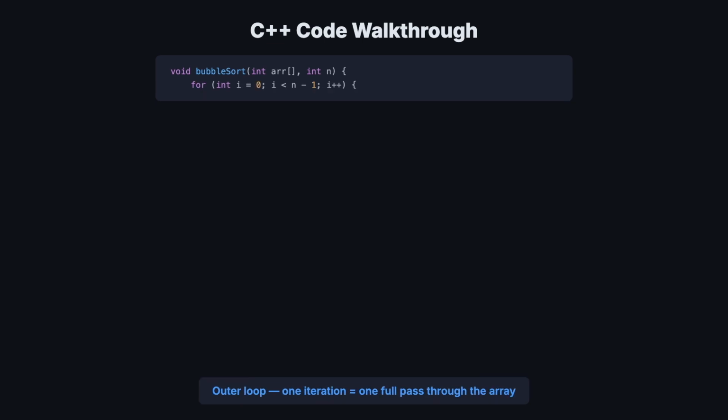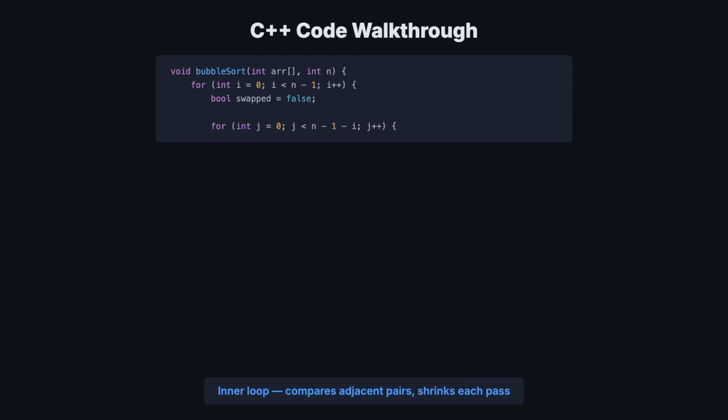The outer loop: each time this runs, we do one full pass through the array. We only need n-1 passes at most, because after each pass, the largest unsorted element is already in place. Here's our flag, just like in the pseudocode, reset to false at the start of every pass. In the inner loop, it goes up to n-1 minus i, shrinking each pass, because the last i elements are already sorted.